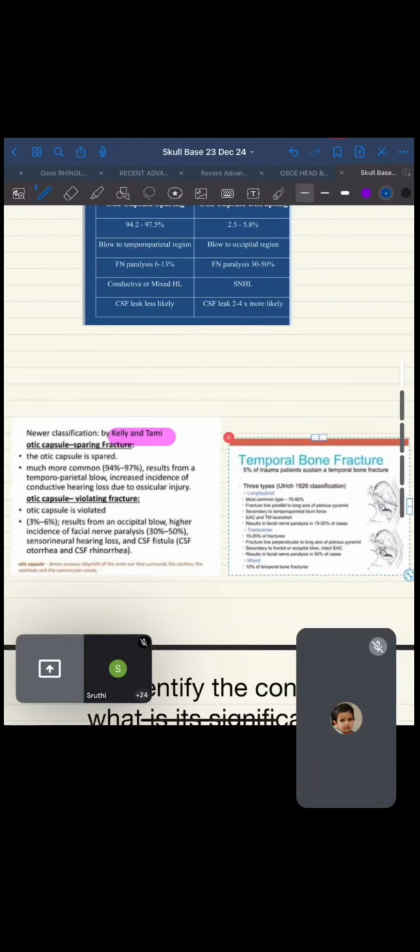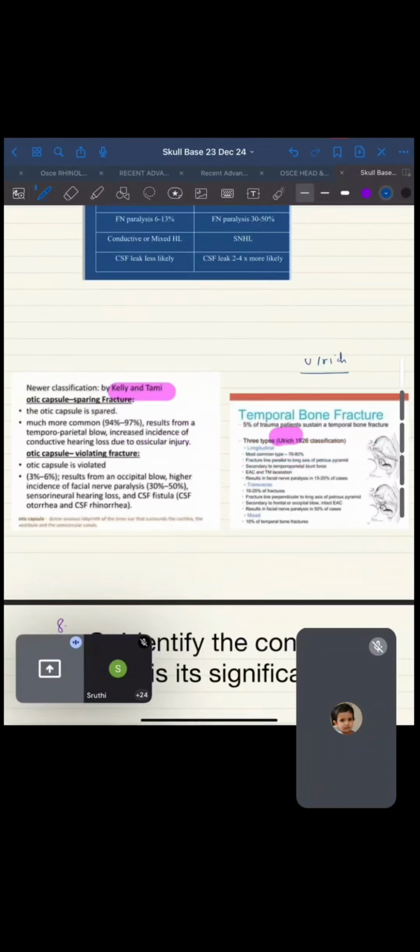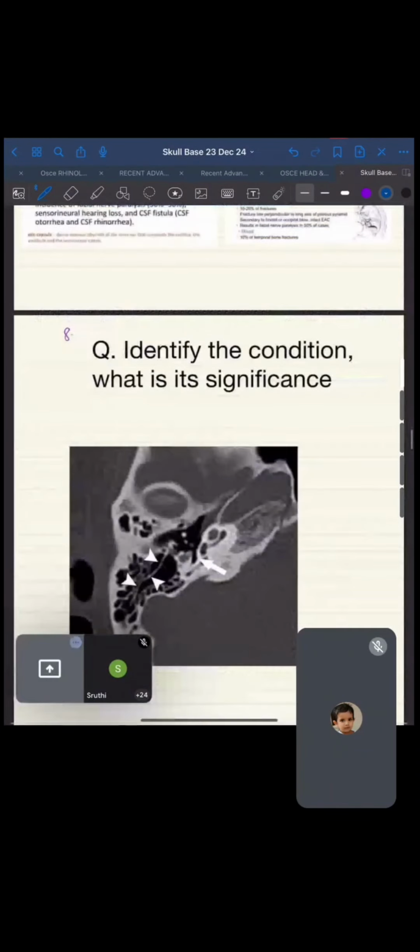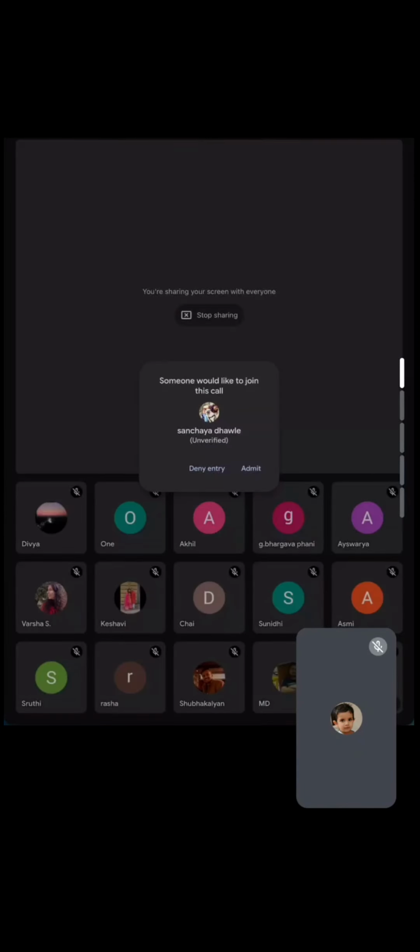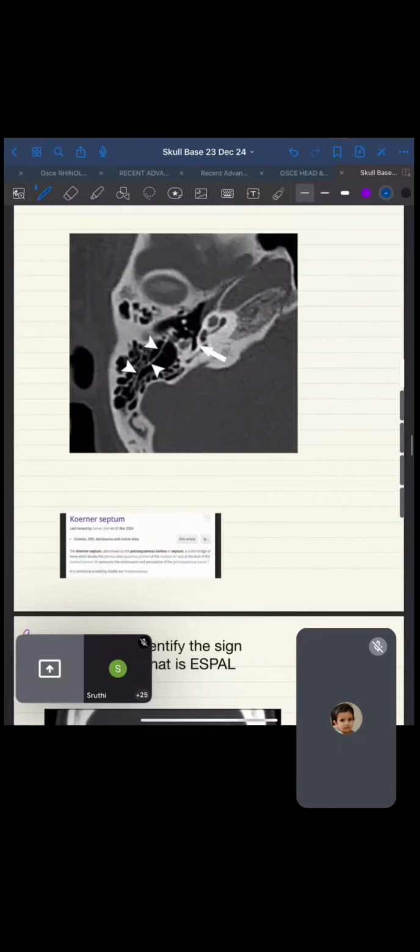Okay, another name they can ask you by the name of Kelly and Tami. It's also called the Ulrich classification. This one, Ulrich classification. Okay, so please go through it. It's important. Okay, so this is important.